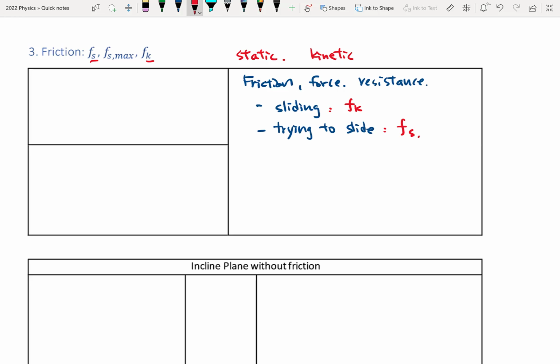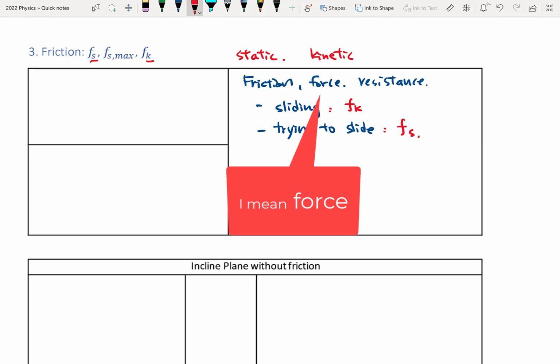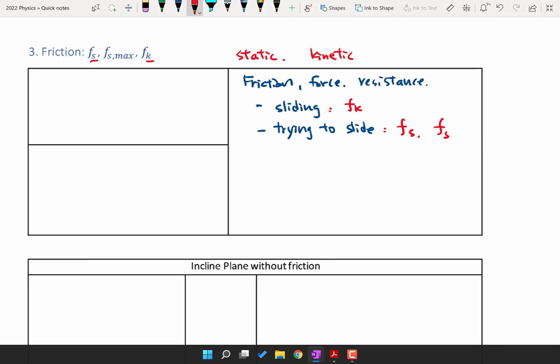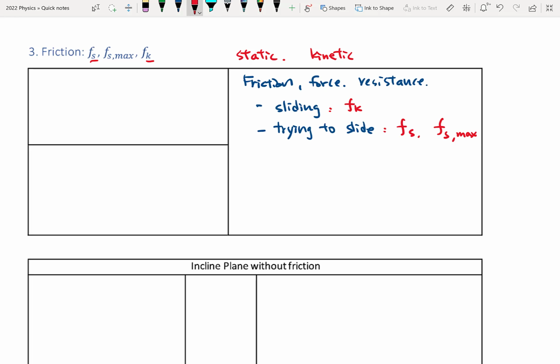But if you remember, when you push an object, you gradually use more and more force, and when it just starts to move, you suddenly feel the force becomes smaller. The idea is that for static friction, we have a maximum. So this is the basic idea.